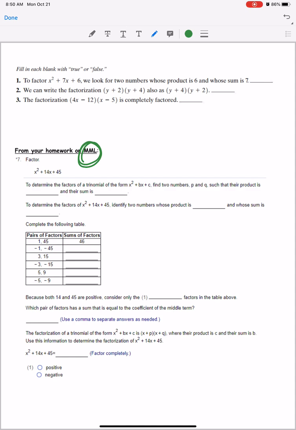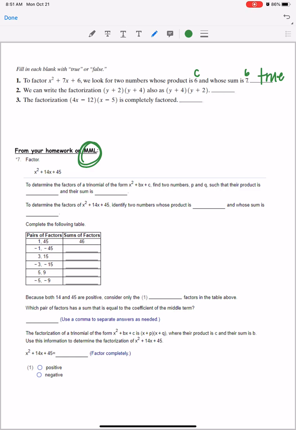So we've got some vocab at the very beginning. The first two aren't too bad. To factor x squared plus 7x plus 6, we look at two numbers whose product is 6 and whose sum is 7. Is that true or false? That is true, because you want your product to be C and your sum to be B. So this one is true.